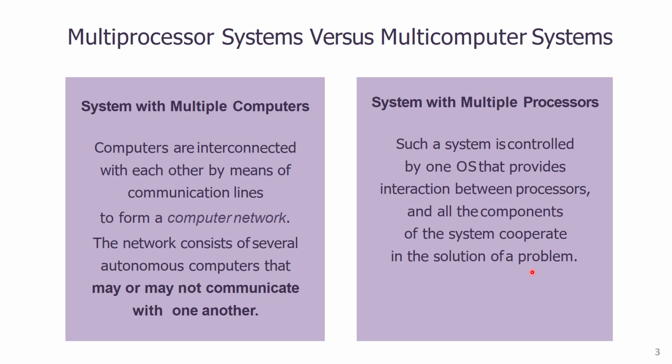In a multiprocessor, a single computer will have a single CPU along with maybe an IOP with power equivalent to a CPU, or we have multiple CPUs within the single computer. So multiple CPUs or multiple IOPs can work together to make one multiprocessor system.